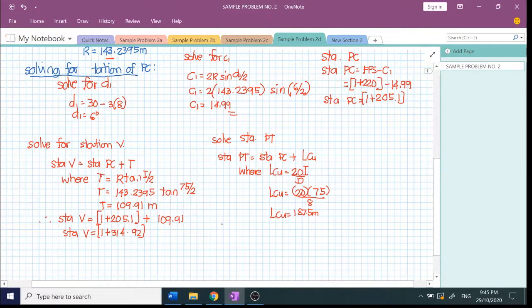And so we solve for our station PT, which is equal to the stationing of the PC, which we have already taken and just copied: 1 plus 205.1 plus 187.5. What do we get? Our stationing of the PT will be 1 plus 392.51. This is our stationing of the PT.